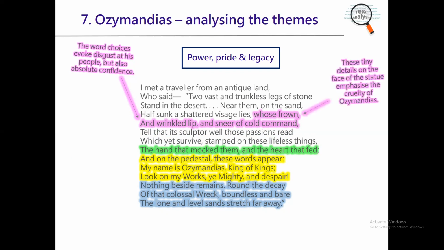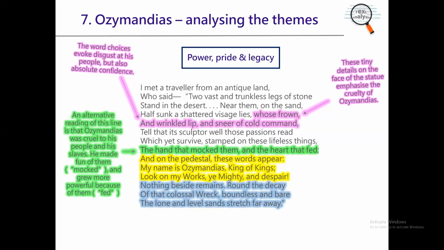The tiny details on the face emphasize the cruelty of Ozymandias, the cold command, as we discussed earlier, the alliteration of cold command. He was heartless. That's what the adjective cold tells us. He was a heartless leader. But also, if you think about it, this monument was designed as a way of showing off to everyone else in the world, which we'll touch on more later. And he wanted people to see that he had a wrinkled lip, cold command. He wanted to be known this way.